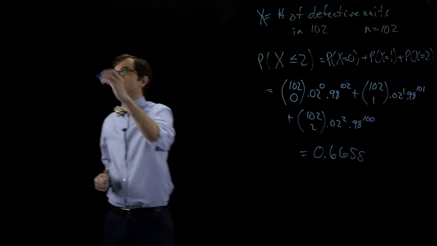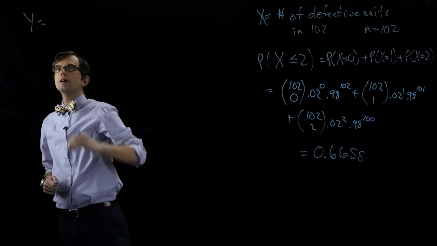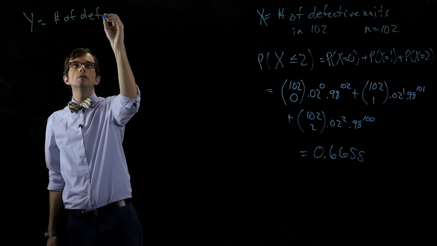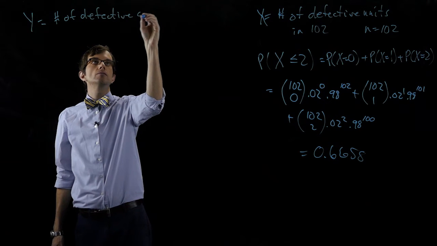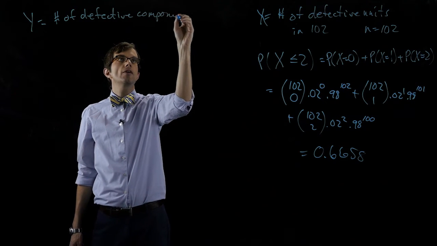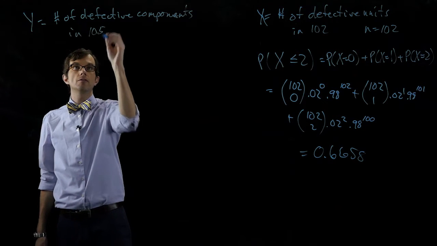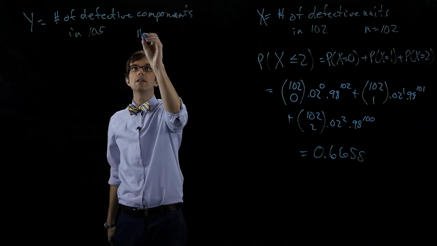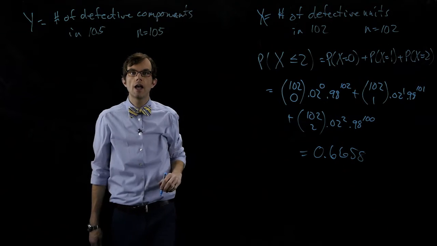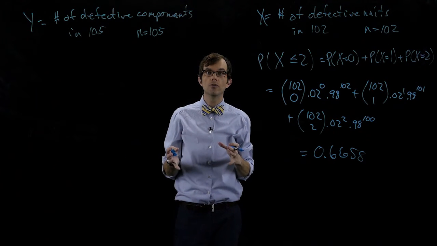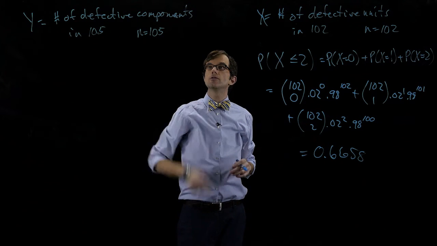Okay, so let's name a random variable y, and that is the number of defective units, however you want to call that, in 105. Okay, so we've got an inventory of n equals 105. And we want to know what's the probability that we can get all 100 orders fulfilled if we have 105 in inventory.